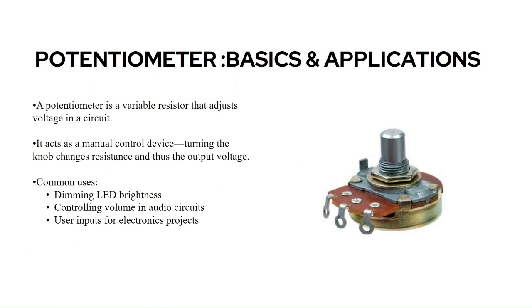Potentiometer. A potentiometer is defined as a variable resistor that adjusts the voltage in a circuit. It's a manual control device where the user can change the resistor value according to their needs. The common uses of a potentiometer are dimming LED brightness, controlling volume in audio circuits, and user inputs for electronic projects. The given figure is a potentiometer in real life.